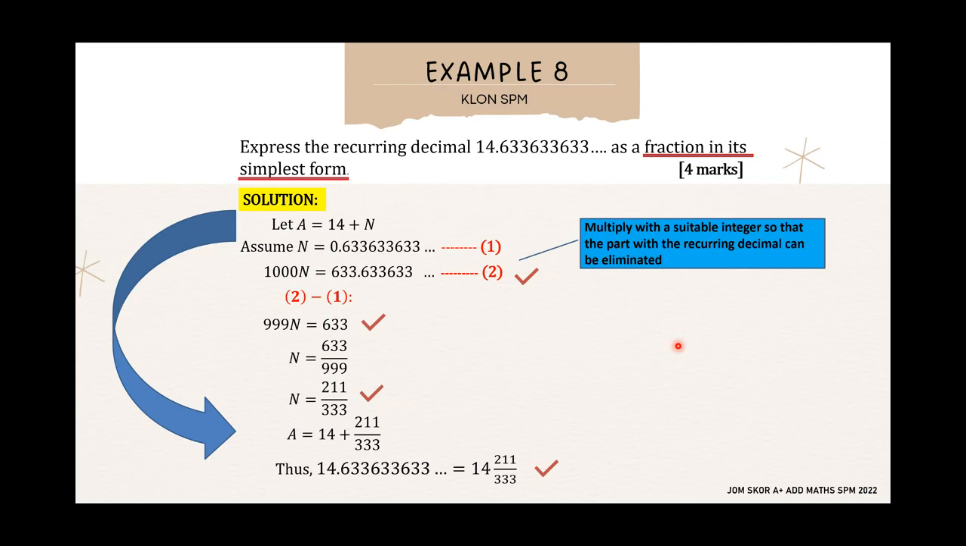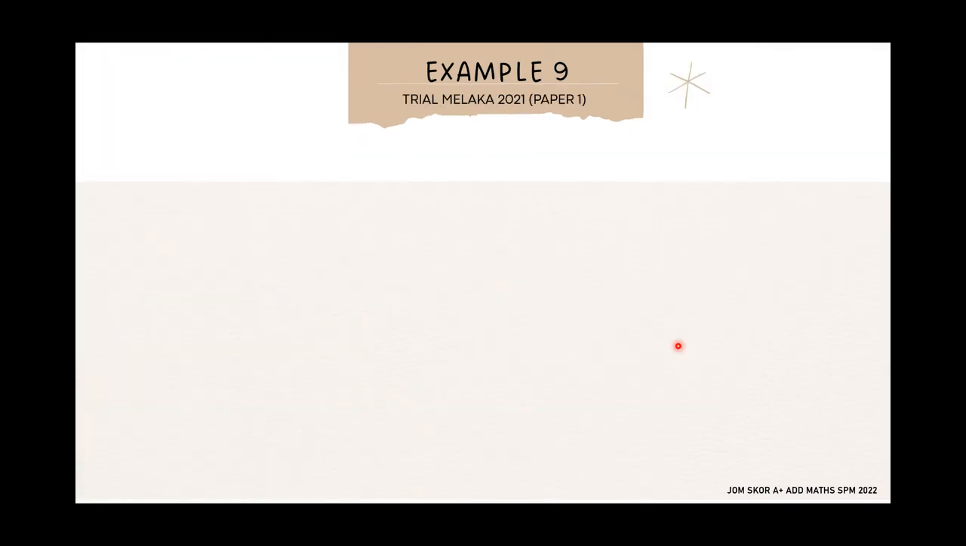Next, example number 9. Trial Melaka 2020. Soalannya, rationalize. Ingat tak lagi, tadi di awal perbincangan tadi, saya bagi tahu macam mana cara kita nak rationalize. Bila dia minta rationalize, akan ada kaitan dengan conjugate. Okay. Rationalize the denominator. Bahagian bawah ni, you perlu rationalize and simplify. Okay, 3 markah.